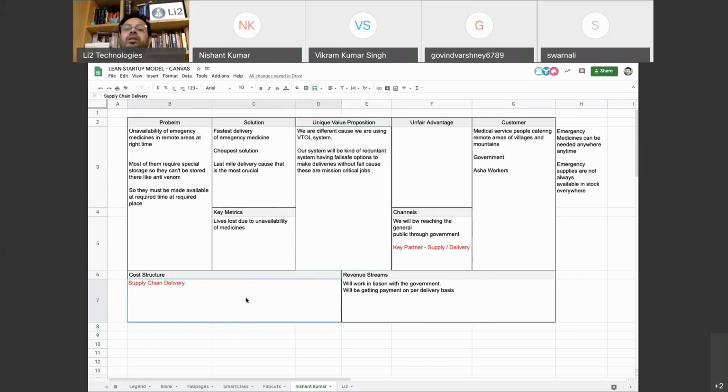The customer you've written is the Asha worker. They are going to be one of your end users, so there has to be a value proposition to them, but they are not your revenue stream, right? So what is your revenue stream? It will work in liaison with the government. This is the biggest assumption I'm making here. So your hypothesis has to be tested and broken without even starting your supply chain, without building your app or any of these things.